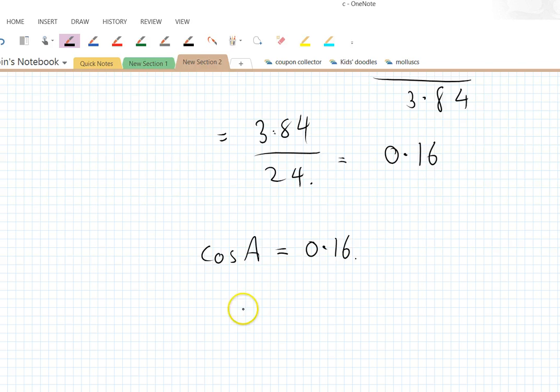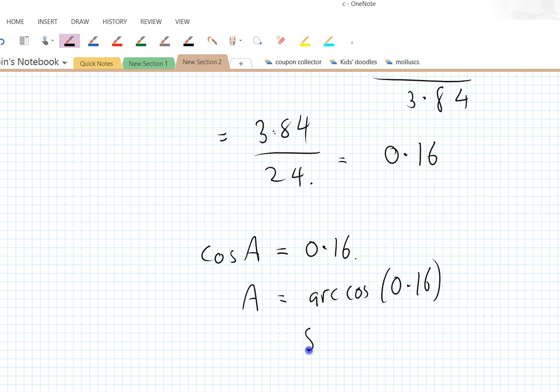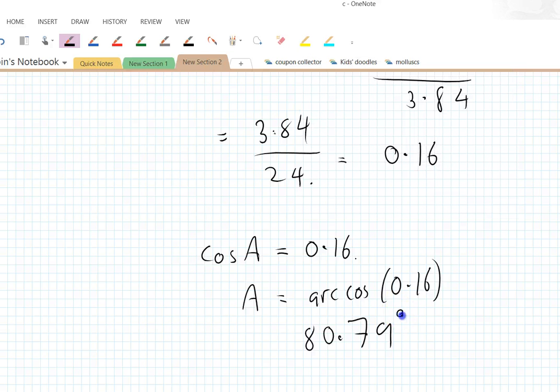Well, A equals arc cos of 0.16, which is a bit difficult to work out by hand. So I'll just work it out by the calculator. Arc cos, you see it says cos minus 1 there? That's the one we want. 80.79 degrees. 80.79, I think it was. 80.793 and then all these other digits, degrees.